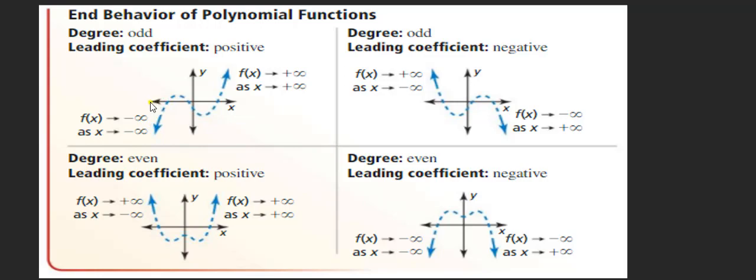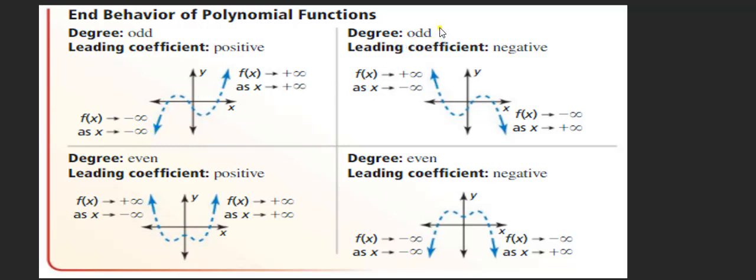But when x goes to negative infinity, what happens to f of x? The y value goes to negative infinity. Negative infinity means that the number is getting bigger towards the negative direction. So negative 100, negative 1,000, negative 1 million, and so forth.